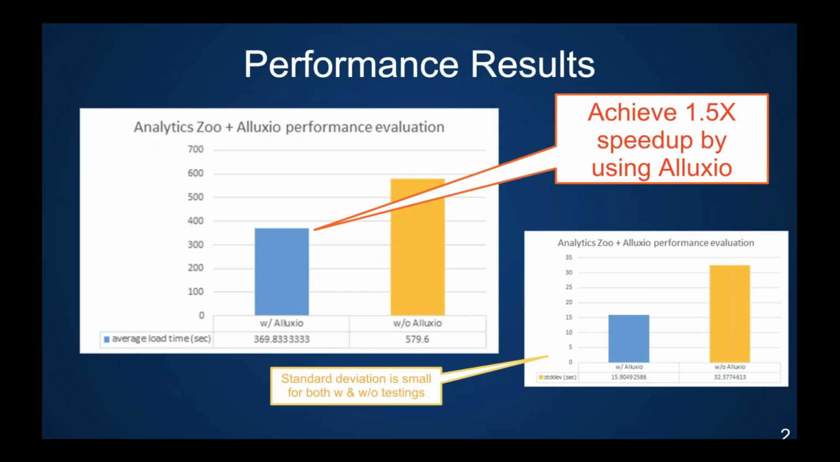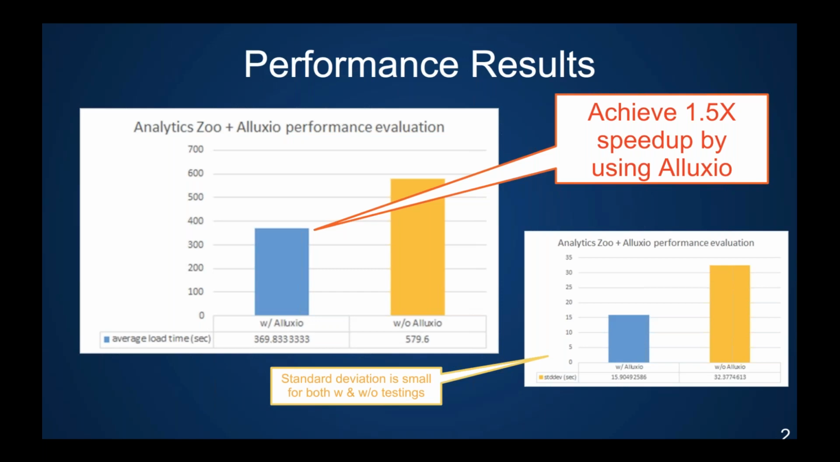So in the left-hand side, here's a performance evaluation diagram. The light blue one is with Alluxio. The yellow one is without Alluxio. The y-axis is average loading time. That's including job 0 and job 1, which are the training data and test data loading time. And as you can see, actually, Alluxio spent around 369 seconds. When we directly access S3, we spend around 579.